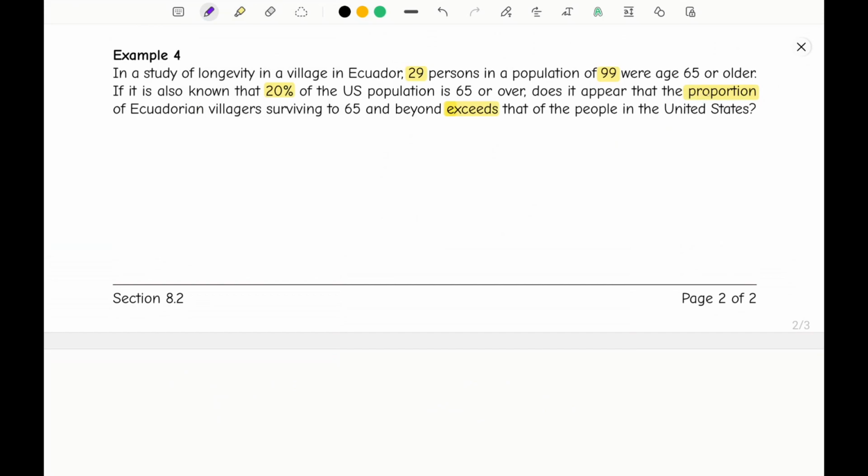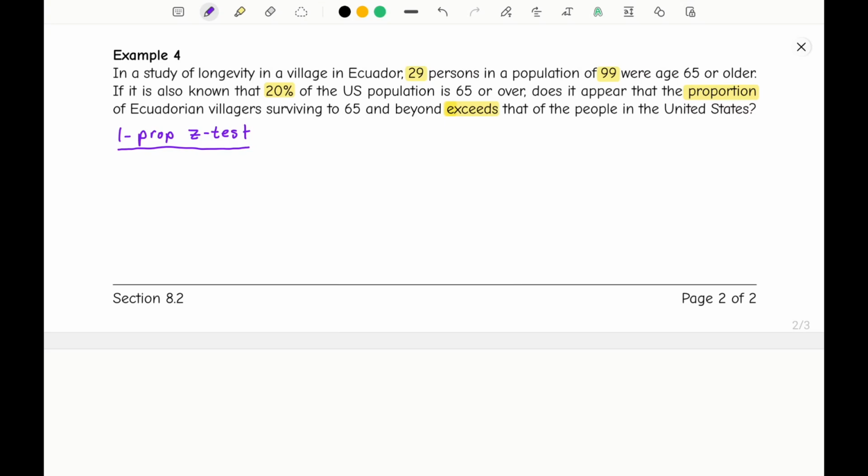Because it says proportion right here, that's how I know I'm going to do a 1 prop z test. Do a little mental check of the requirements of a 1 prop z test. Random sample, check. Does it meet the binomial condition requirements? Are there only 2 outcomes? Yes, you're either 65 and older or not. Fixed number of outcomes? Yes, 29. Independent? Yes, because we're talking about different people. People are independent of each other. And does the probability stay the same since they're independent? Yes.